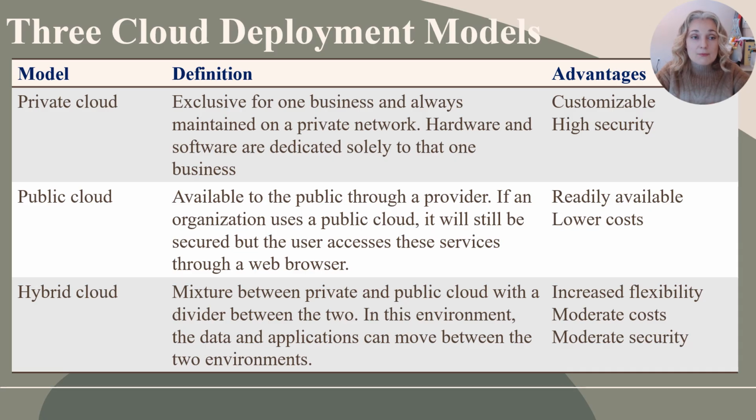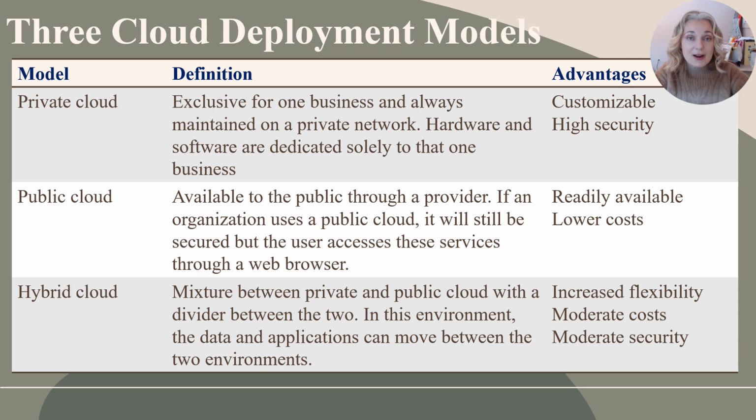There are 3 ways that cloud systems can be deployed. You can have a private cloud, and this is exclusive for one business, and it's maintained on a private network. Hardware and software will always be dedicated solely to that one business. The advantage of this is that it's customizable and provides high security. The disadvantage is that it is costly. It's the most costly out of these options.